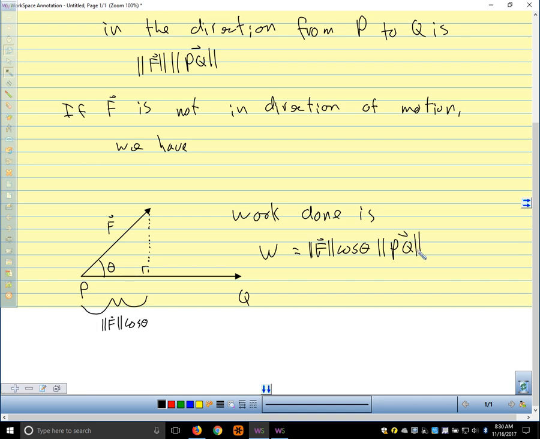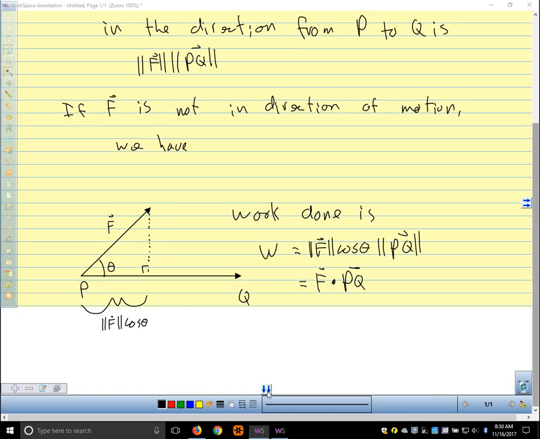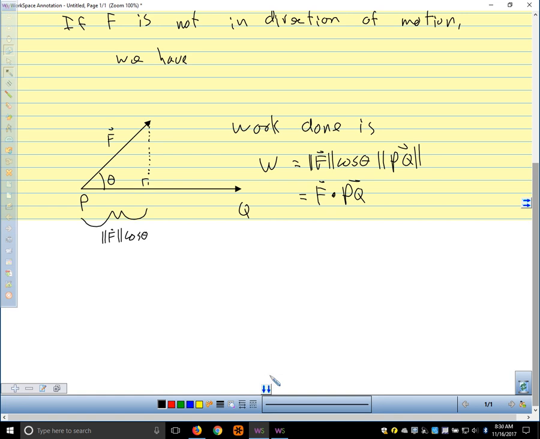Well, what is that quantity? Magnitude of F times the magnitude of PQ times the cosine of the angle between them. That's F dot PQ. What is it? FD. Force times distance. The force in the direction of the distance times the distance. So that F cosine theta is the component of the force in the direction of motion. So we can use a dot product to find work if our force is not acting in the direction of motion.